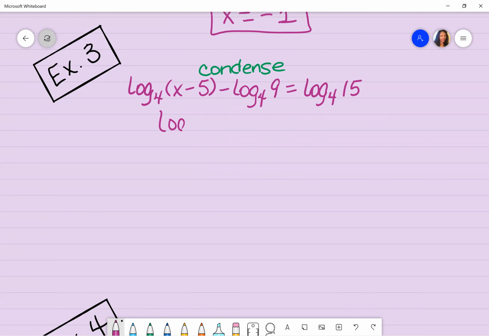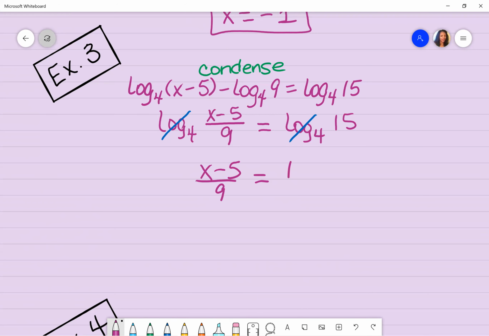So log base 4. And the subtraction sign tells me that I'm going to divide my values. So I have x minus 5 divided by 9, and it's set equal to log base 4 of 15. Now, at this point, I have one log on the left-hand side and one log on the right-hand side. So I can go ahead and use that property that I just used a few minutes ago to get rid of them. Bring down what I have left over, which again is x minus 5 over 9 is equal to 15.